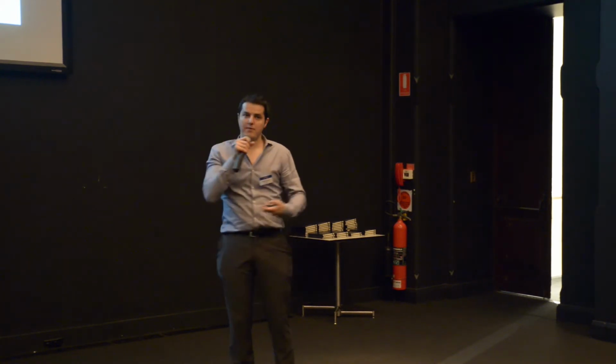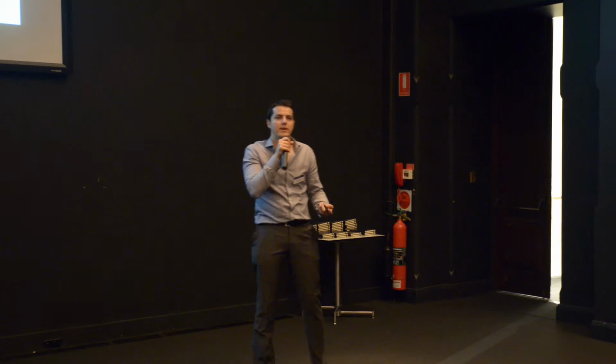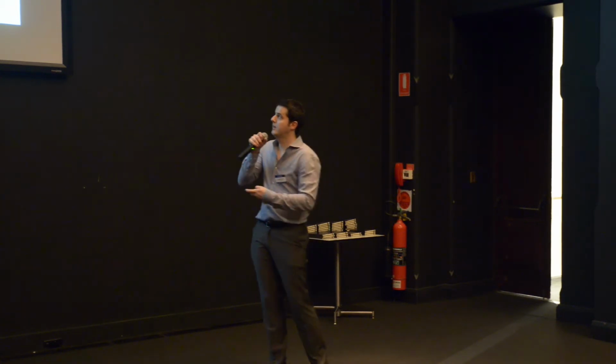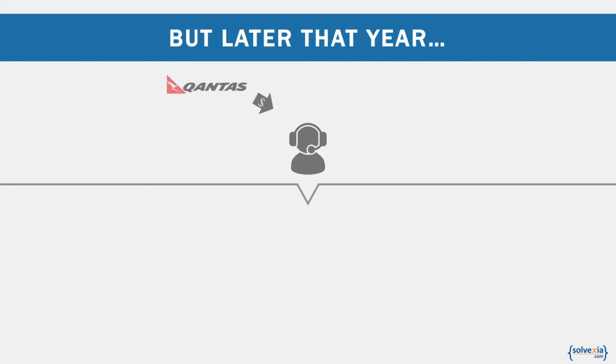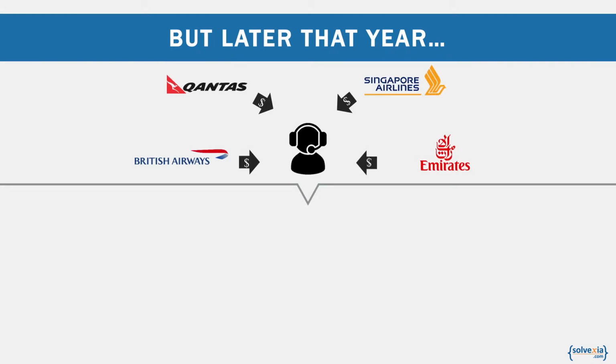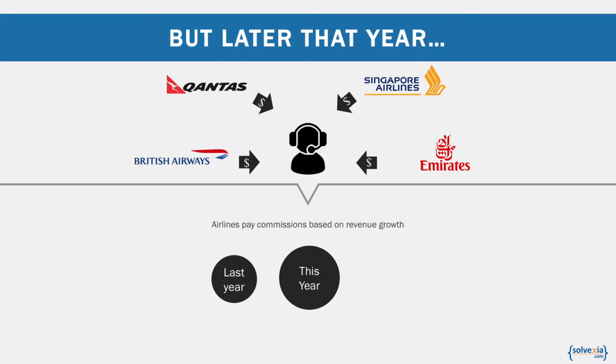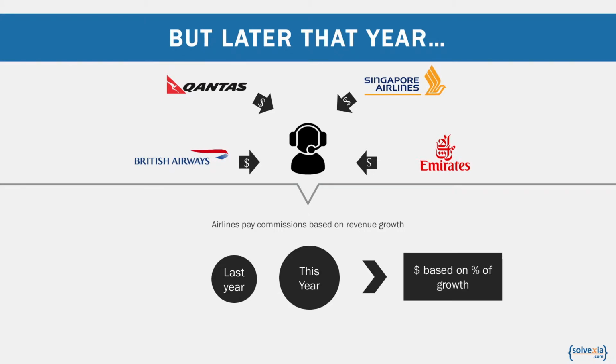However, it doesn't really stop there for the people who are supplying you with those tickets. A little bit later in that year, they earn commissions from the airlines. So a big part of their business model is in these commissions that they earn from the airlines for booking tickets on their planes. And one of the really common models of commissions is based on revenue growth. So I'm Qantas and you're a travel agent. Last year you did $100 million and this year you did $110 million. So you've grown 10%, and because of that we're going to reward you and give you a bonus.